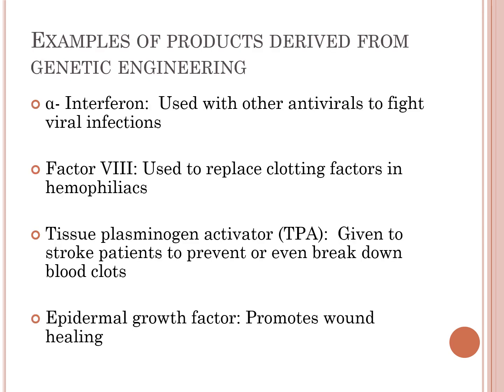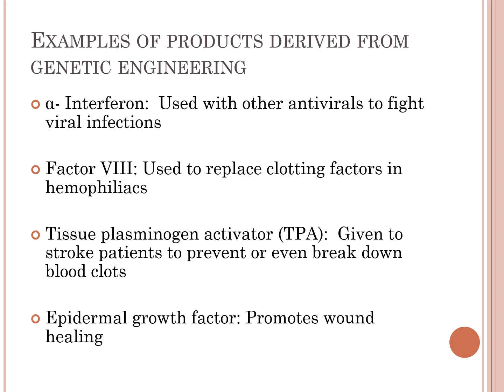Some examples of products derived from genetic engineering would be alpha interferon, okay? And this is because of the use of restriction enzymes as well. Alpha interferon is used with antivirals to fight viral infections. Alpha interferon is made by WBCs, and WBCs' genetic code can be modified to make more alpha interferon. So it's used as a viral or tumor treatment.